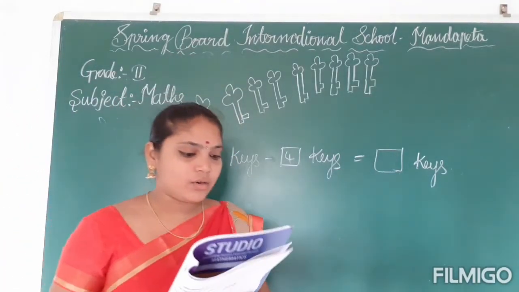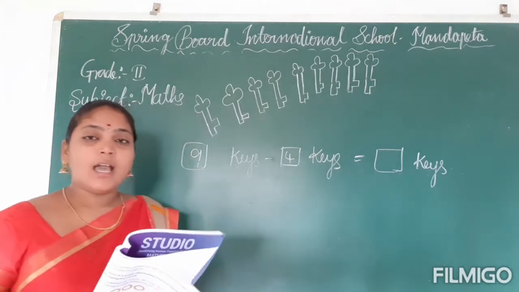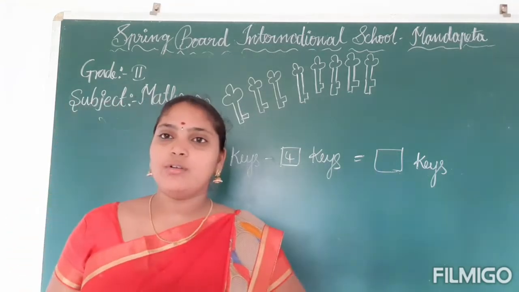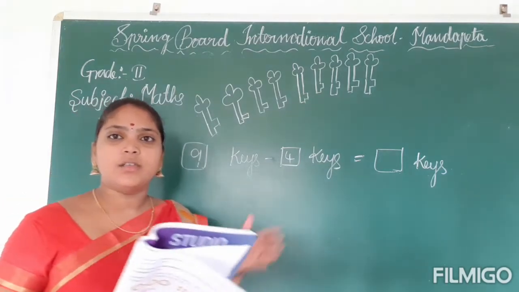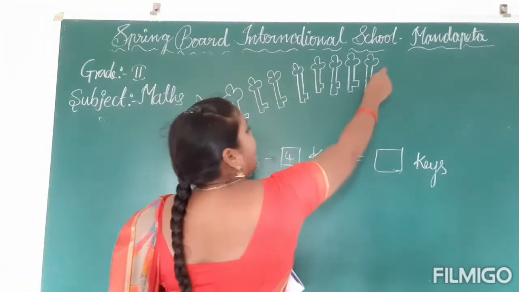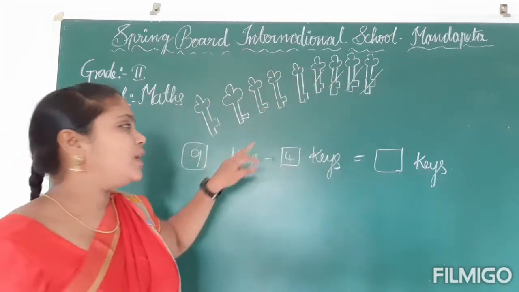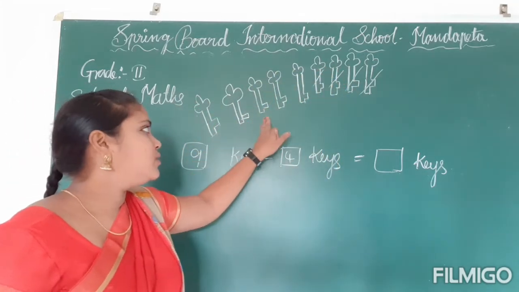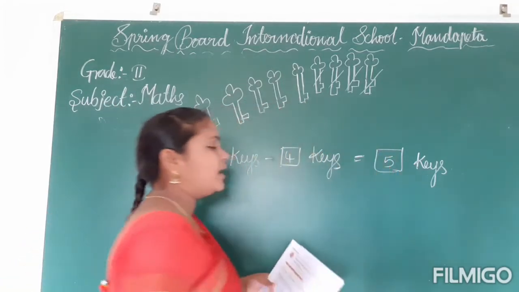Okay, children, next, go to the second one. Here 9 keys are given. 9 keys minus 4 keys is equal to dash keys. So how to subtract 4 keys from 9 keys? You have to strike out the 4 keys here. 1, 2, 3, 4. So how many keys are left here? 1, 2, 3, 4, 5. So here you have to write number 5.